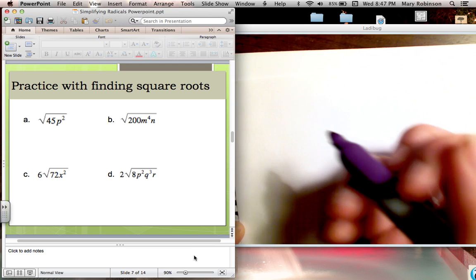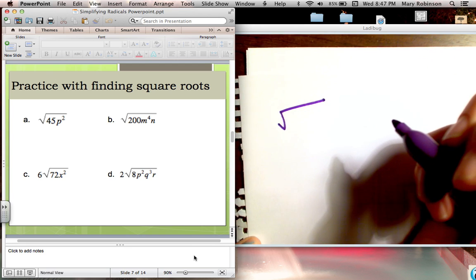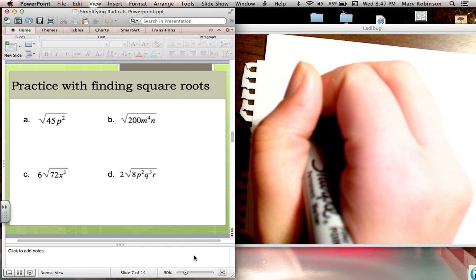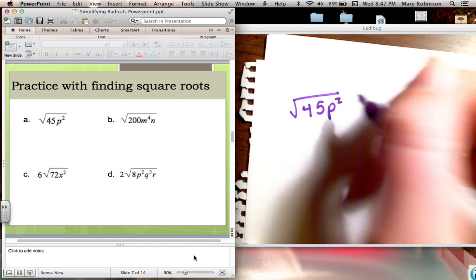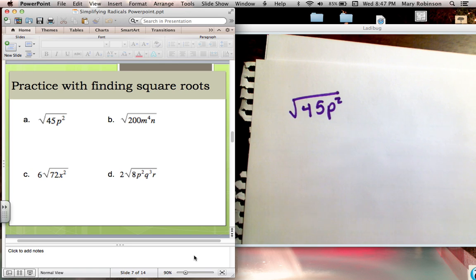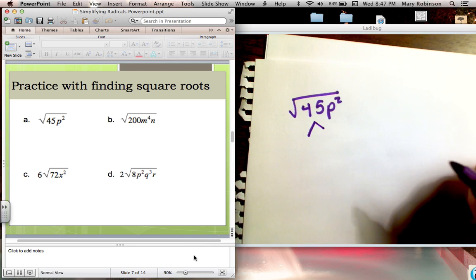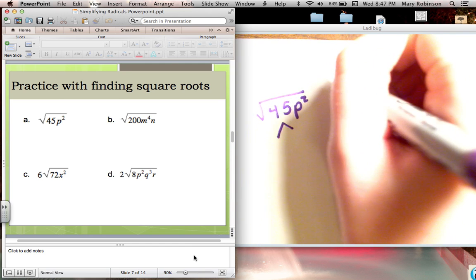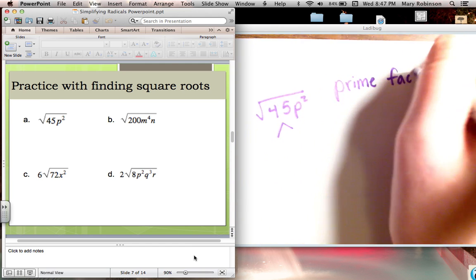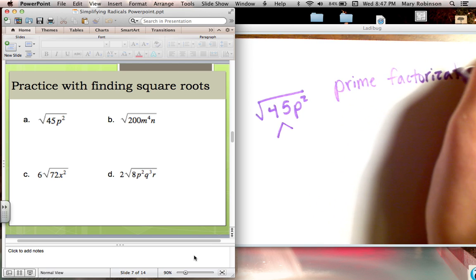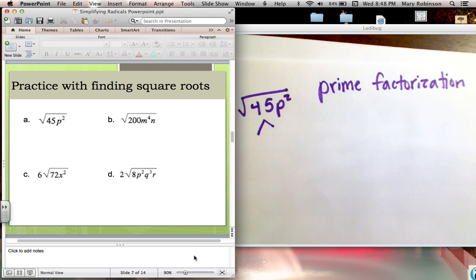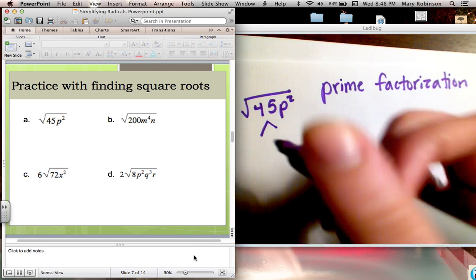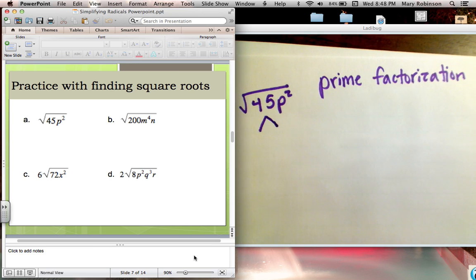Okay, we will do the square root of 45p squared. First, what you want to do is do a factor tree. And a factor tree, what it does is it breaks down all the factors until you have all the factors broken down into completely prime numbers. So we call this our prime factorization. The prime factorization is simply when all the factors are broken down into prime numbers.